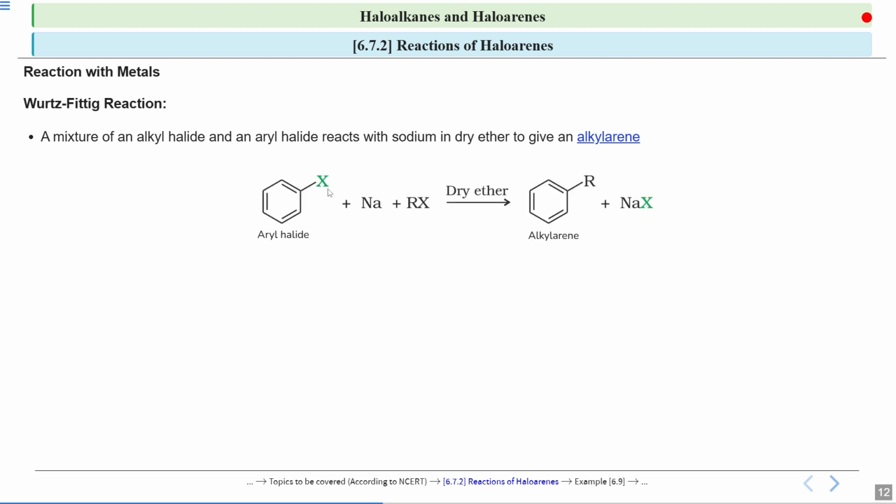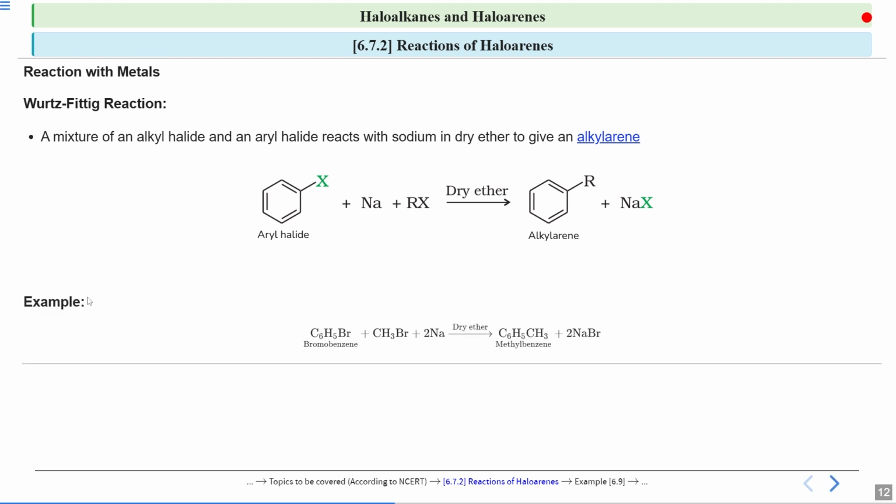What we are saying is, we have an aryl halide, a benzene ring attached to a halogen, and we have an alkyl halide RX. You react them along with sodium metal in presence of dry ether, and you get your product as an alkyl arene after the addition of the aryl and the alkyl group, plus sodium halide as a side product.